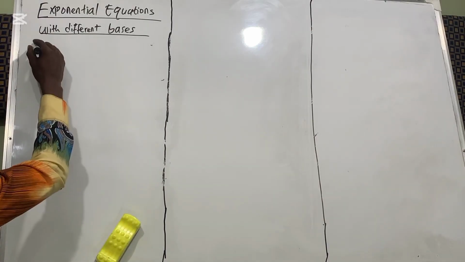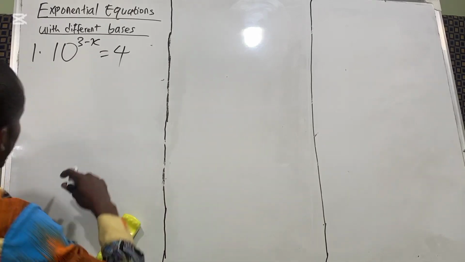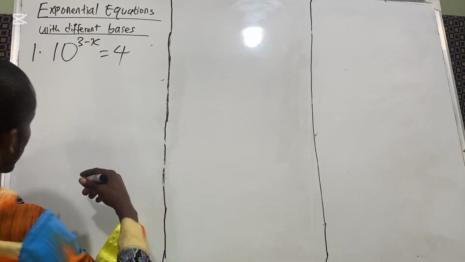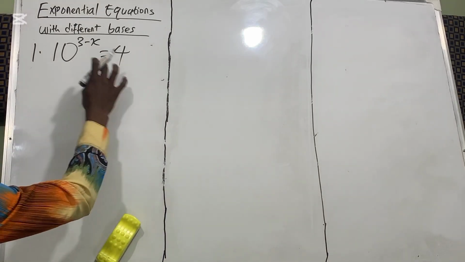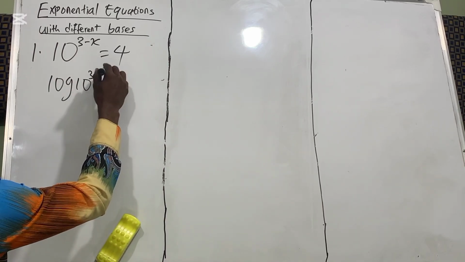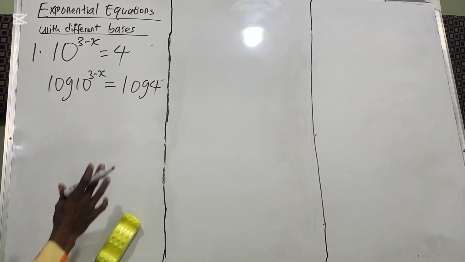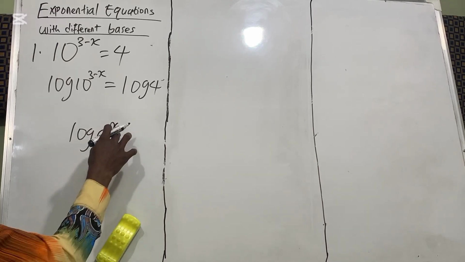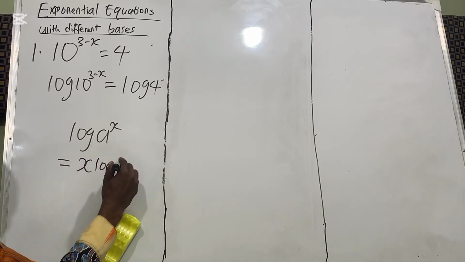The first question is 10 to the power of 3 minus x equals 4. Looking at this question, 4 and 10 cannot be expressed in a common base. We can apply the log to both sides to solve this problem. So applying log on both sides, we have log 10 to the power of 3 minus x equals log 4. We know that if we have log a to the power of x, we can write this as x log a.